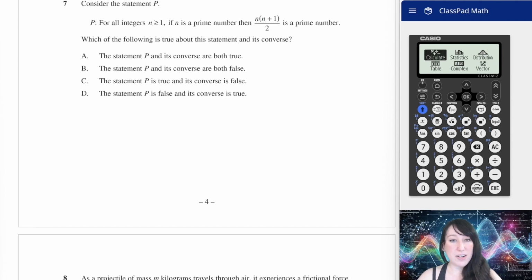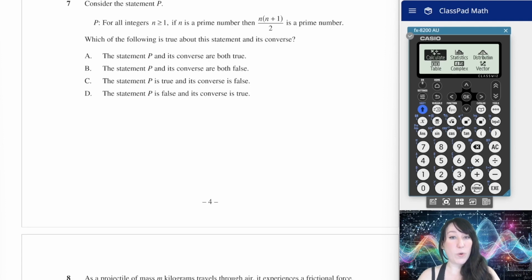Question 7. Consider the statement P. P is: for all integers n greater than or equal to 1, if n is a prime number, then n times n plus 1 divided by 2 is a prime number. Which of the following is true about this statement and its converse? Okay, for a conditional statement, such as if A, then B, the converse is if B, then A. Now, if the first statement is true, that does not necessarily mean the other is true, and vice versa, so we'll have to evaluate each of these separately.